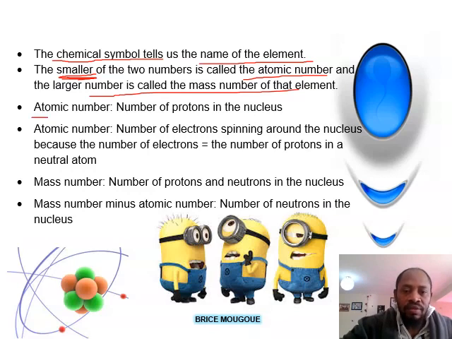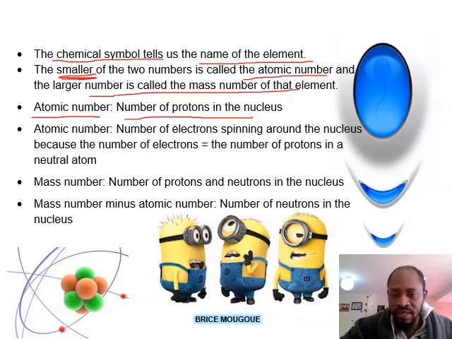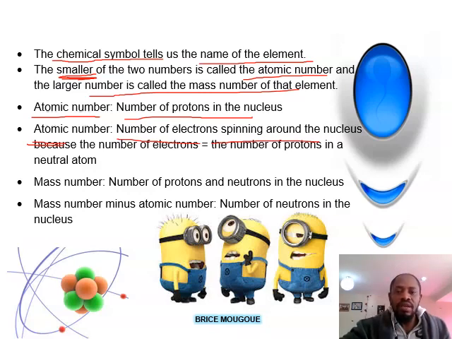So what is the atomic number? The atomic number gives us the number of protons that are present in the nucleus of each atom of that element. The atomic number could also be the number of electrons that are spinning around that nucleus. And this is what happens in a neutral atom, where everything is balanced. Protons are positive, electrons are negative. Positive plus negative cancels one another to have neutral, 0 charge.